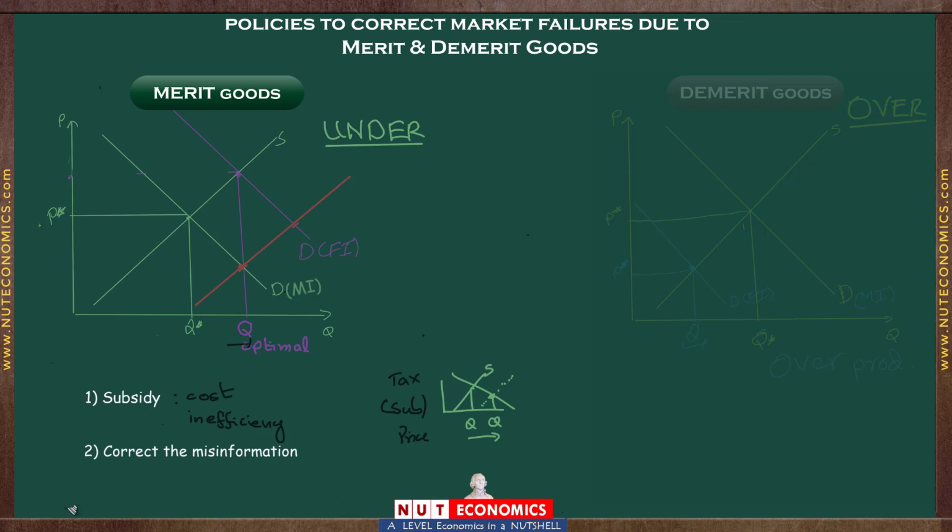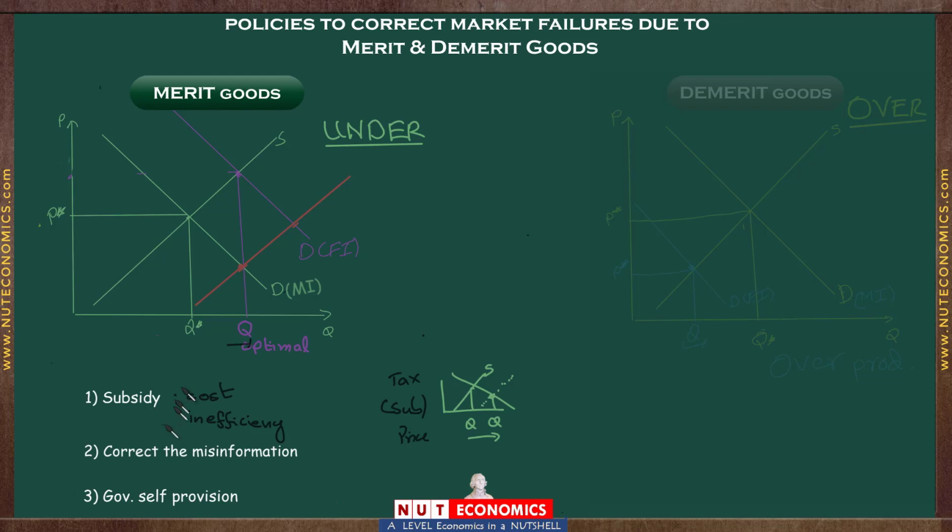Now, these two policies are enough for you to know, because as I said, the examiner will always ask you to analyze a couple of policies, but I want you to know about a third way in which the government can correct this market failure due to a merit good, a very important way in its own right.